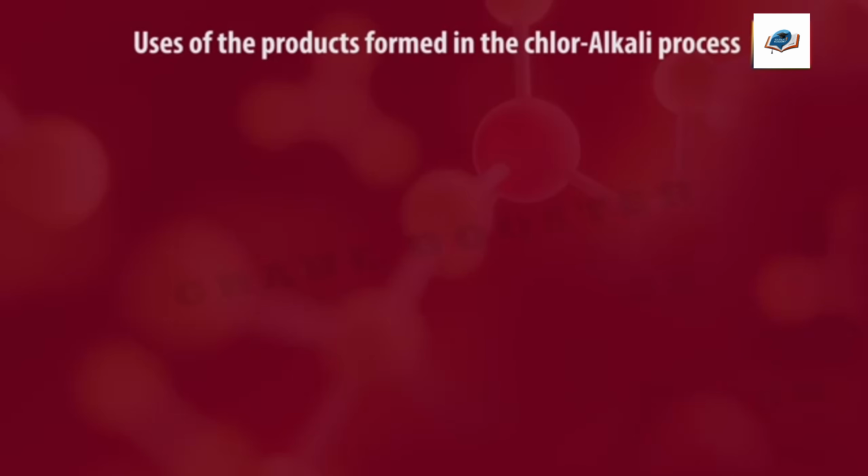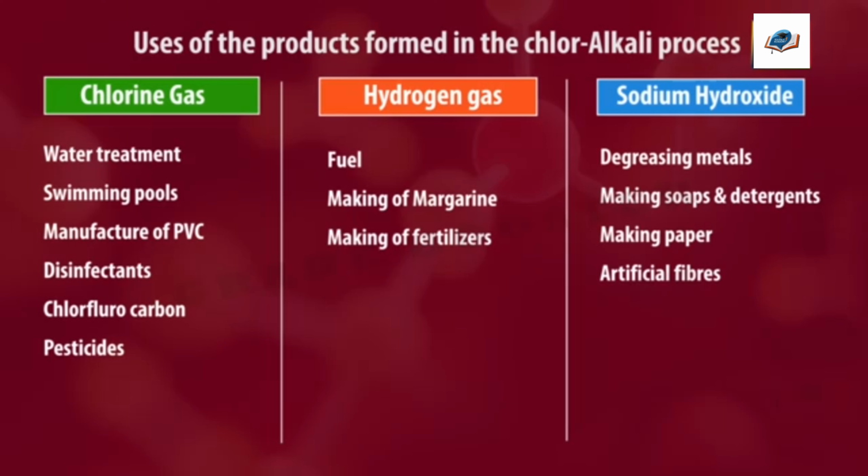Use of products formed in this chloralkali process. The chlorine produced in this reaction can be used for water treatment, swimming pools, manufacture of PVC, disinfectants, chlorofluorocarbons, and pesticides. The hydrogen gas released in this reaction can be used as fuel and in making of margarine and fertilizers. Sodium hydroxide is used in degreasing metals, making soaps and detergents, making paper, and in making of artificial fibers.